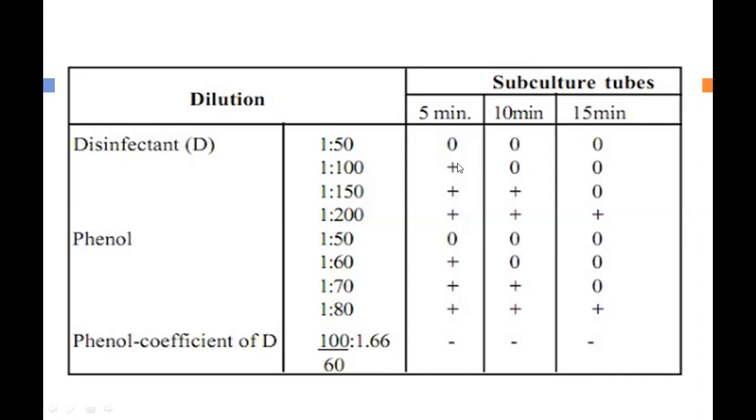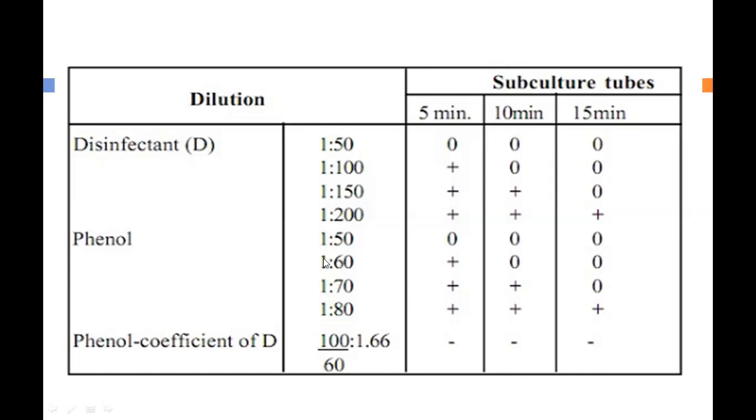So at 5 minutes, there is some growth observed. So this disinfectant Lysol at this concentration is destroying all the organisms in 10 minutes, but not in 5 minutes. Okay, so this is the concentration of our interest. Similarly, determine the similar concentration for phenol. For phenol as well, the concentration that destroys all the organisms in 10 minutes, but not in 5 minutes, is this one, 1:60.